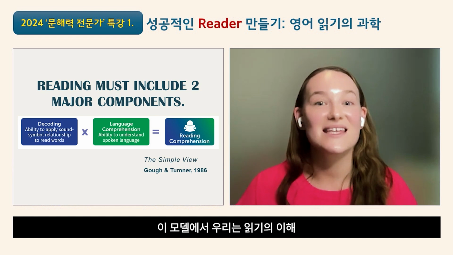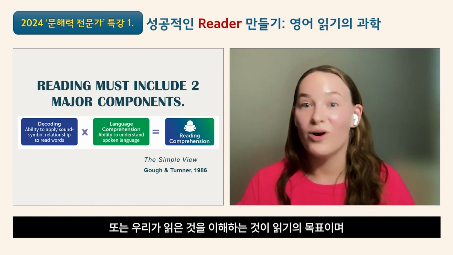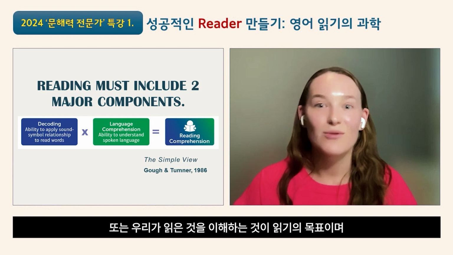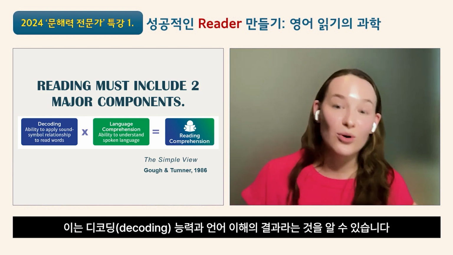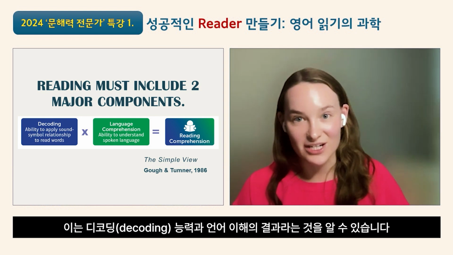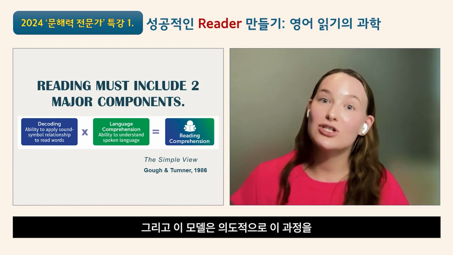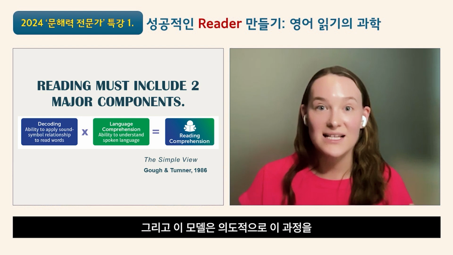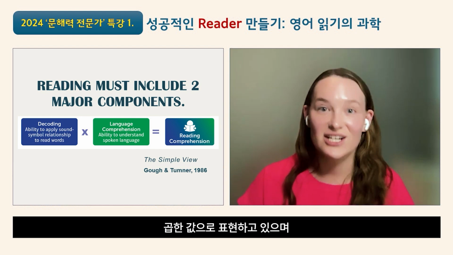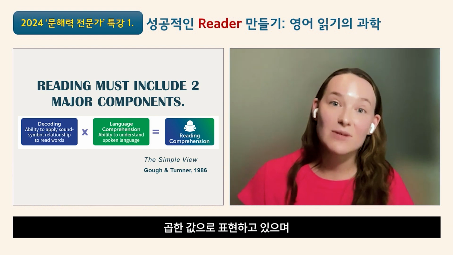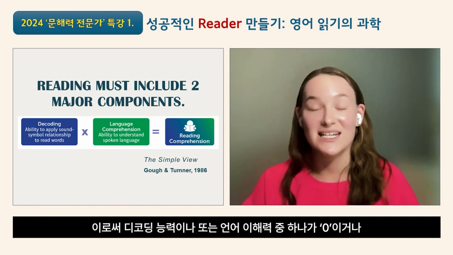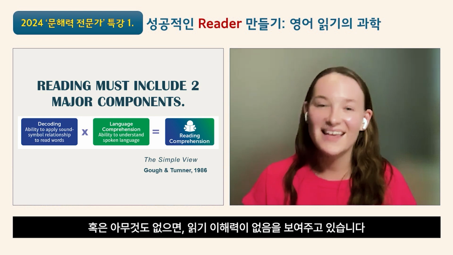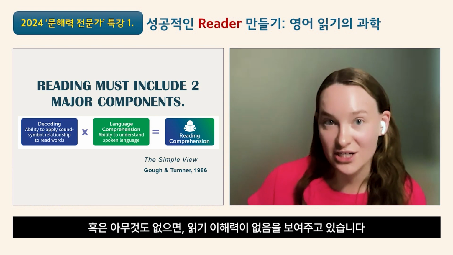In this view, we see that reading comprehension, or understanding what we read, which is of course the goal of reading, is the result of both decoding and language comprehension. And this view chose to represent this process with multiplication on purpose, to demonstrate that if either of these, decoding or language comprehension, is 0 or at nothing, then there will be no reading comprehension.